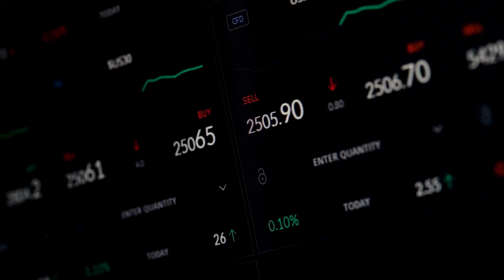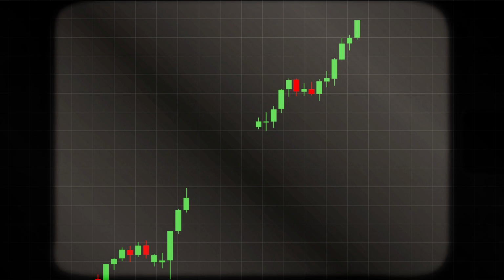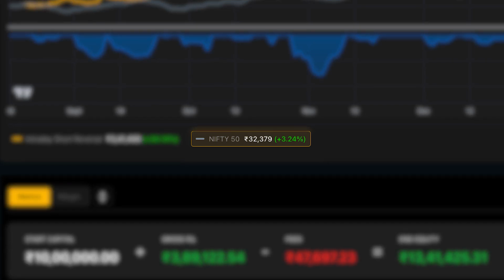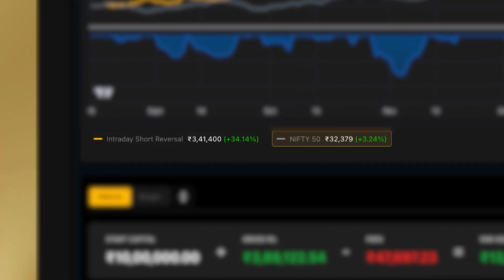Some of the best intraday opportunities appear right at the market open. When a stock gaps up unusually large, the move often cools off during the day. We built a systematic intraday strategy to trade that behavior. We backtested it over a 6-month period. During that time, the Nifty 50 returned just 3%, while the intraday reversal strategy delivered 34%, meaning this strategy delivered more than 10 times the benchmark return.